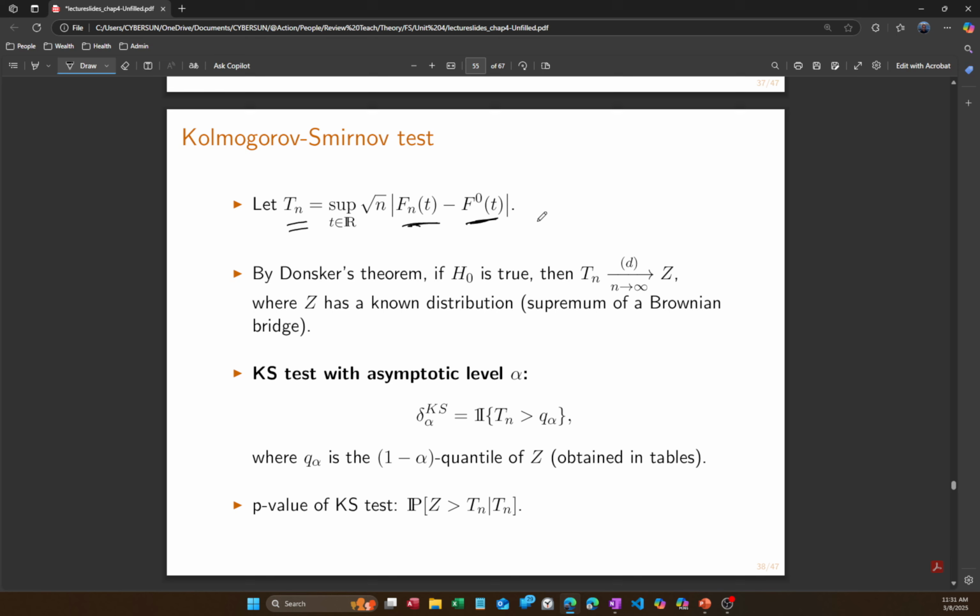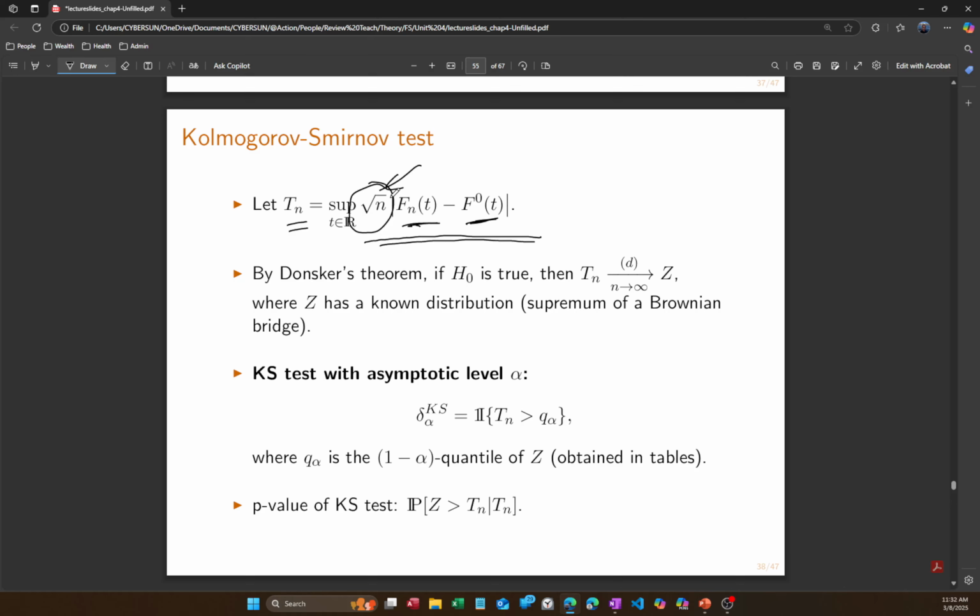As a next step, we will rescale by square root of n. The test statistic is rescaled by square root of n, which is an appropriate normalization based on Donsker's theorem. And as it is prepared for Donsker's theorem, we have normalized by square root of n.